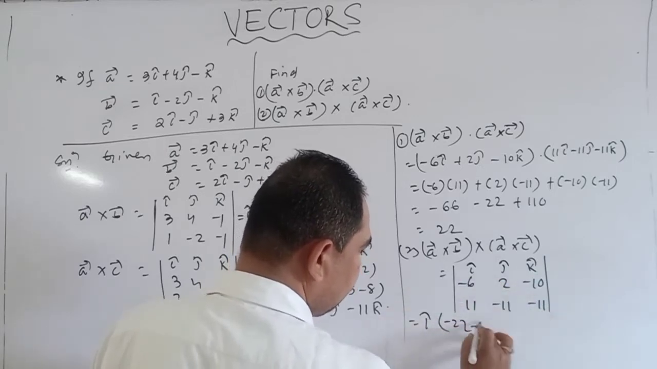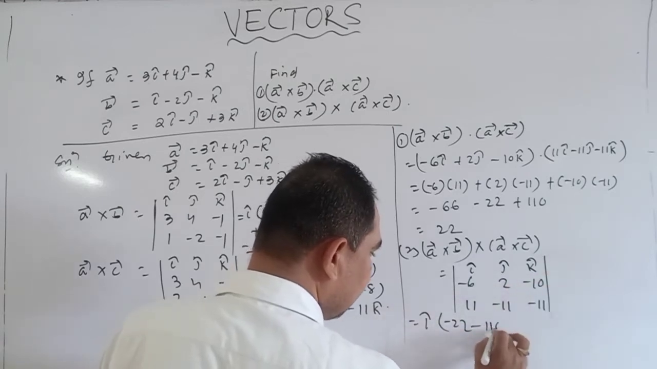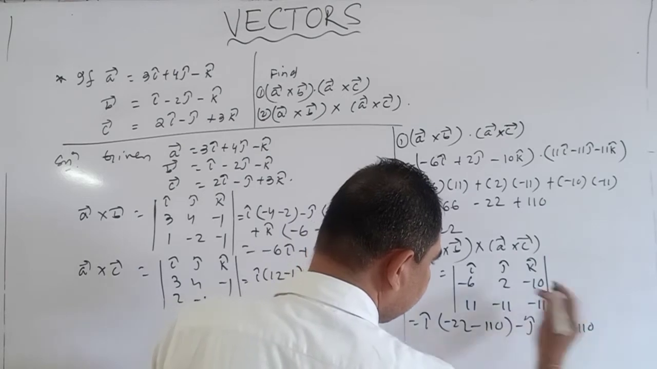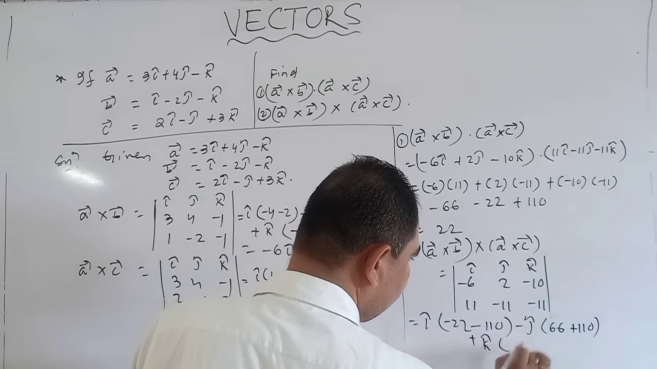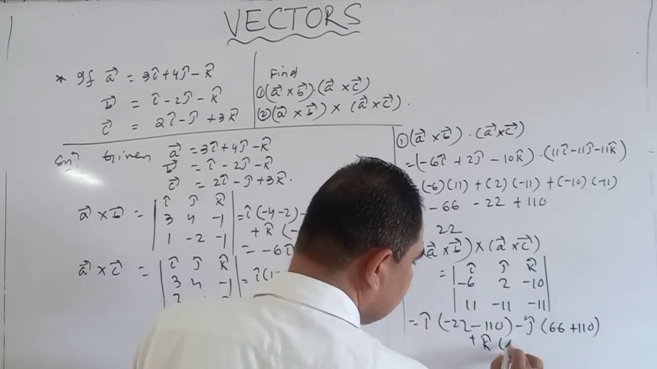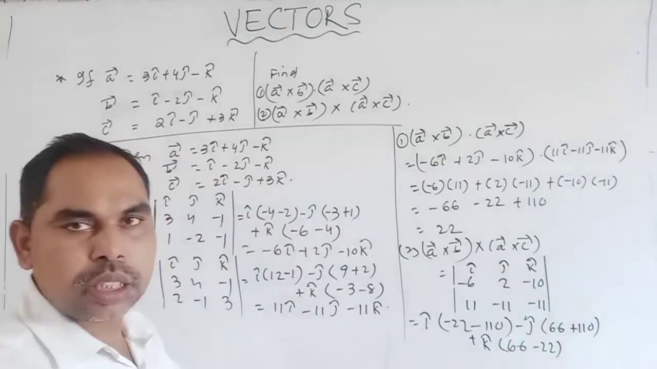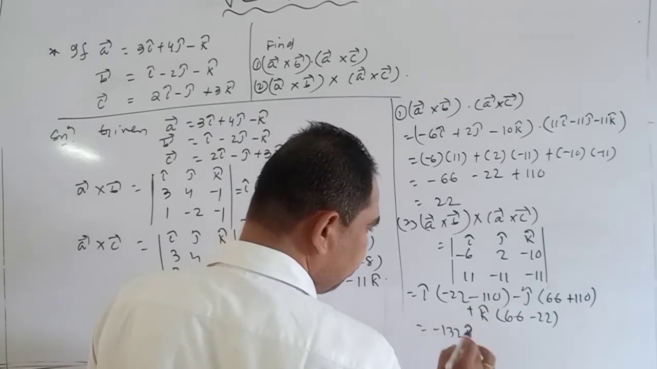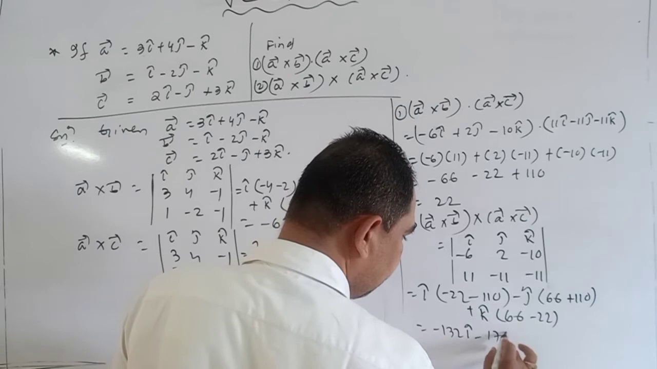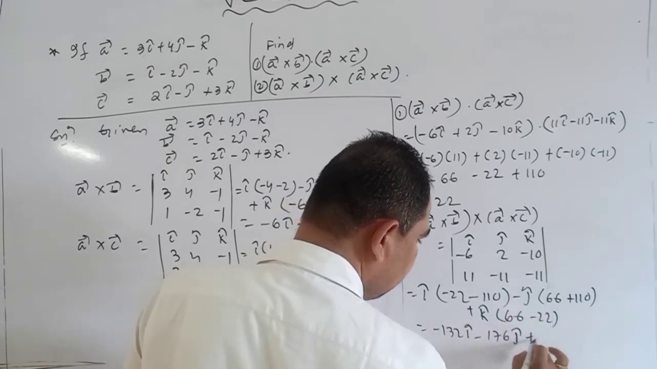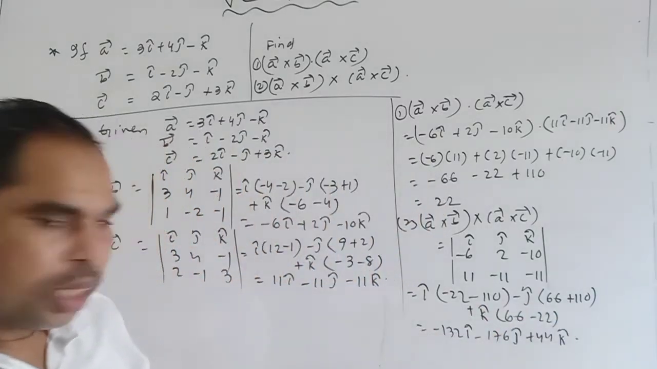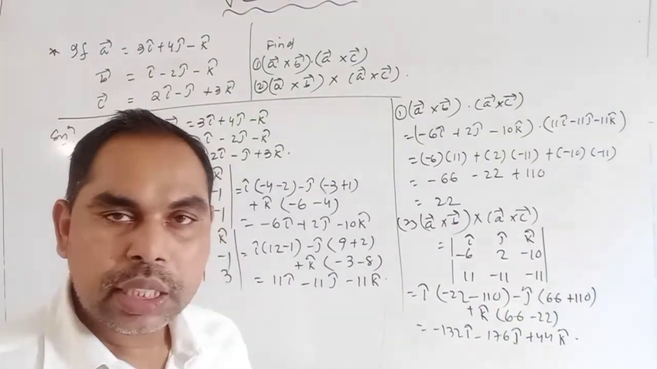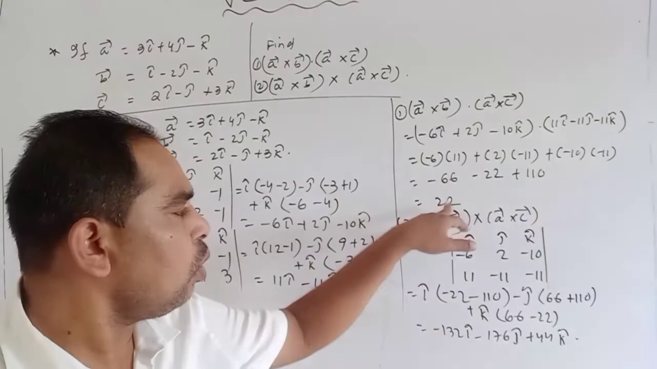i cap into this is minus 22, minus 110, so minus 132. Minus j cap into this is 66 plus 110, so minus 176. Plus k cap into this is minus 66, minus 22, so plus 44. This is a purely vector quantity. So a cross b cross a cross c is equal to minus 132 i cap minus 176 j cap plus 44 k cap, whereas a cross b dot a cross c is equal to 22. Okay.